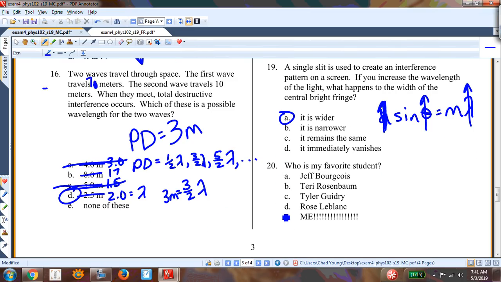Who's my favorite student? Look, I like all these students at various times, but I love all my students.